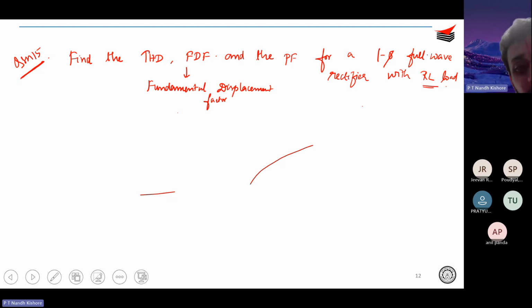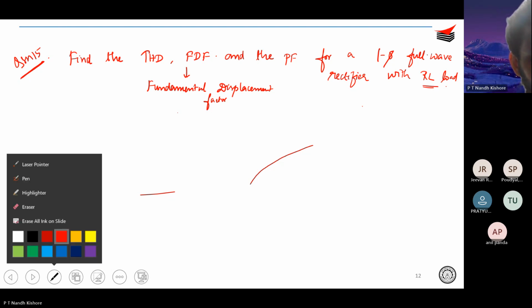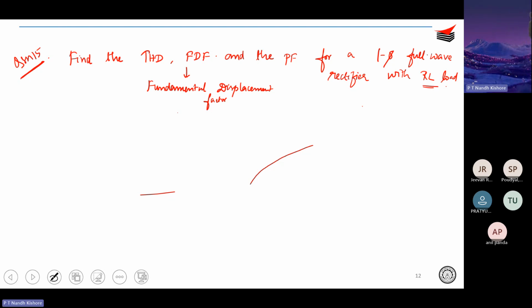So this seems like a theoretical question, but there is a reason why I'm keeping this question, right? Because if you get to know these, then you can actually solve a lot of problems. Okay. So what's the circuit?